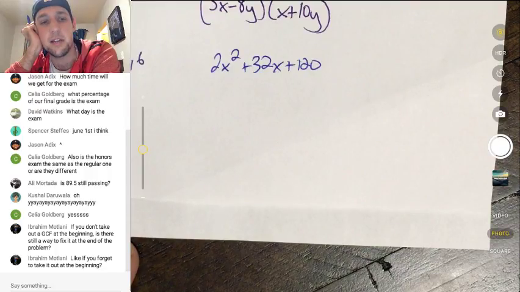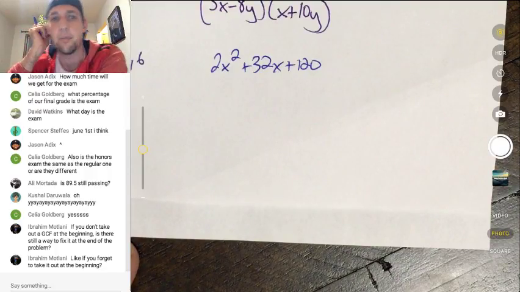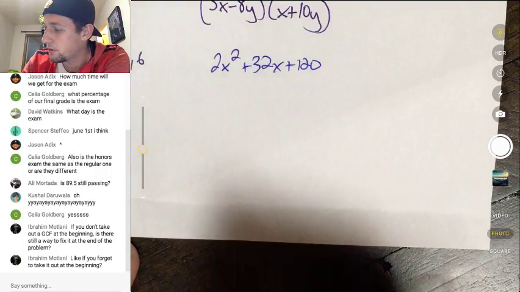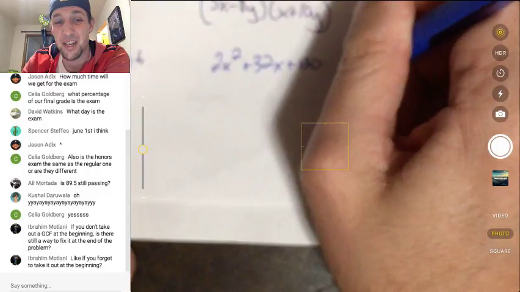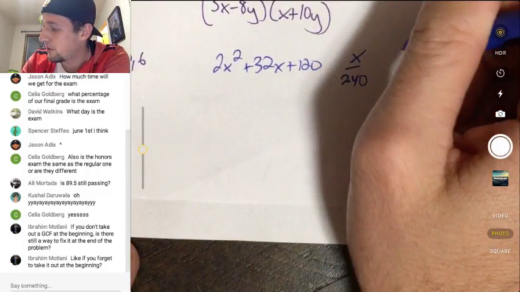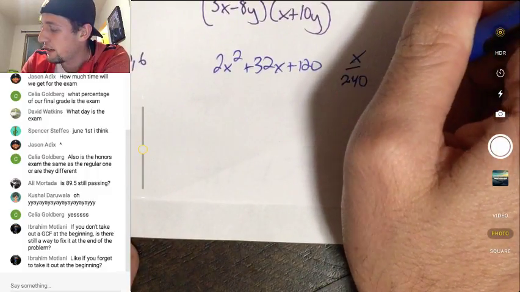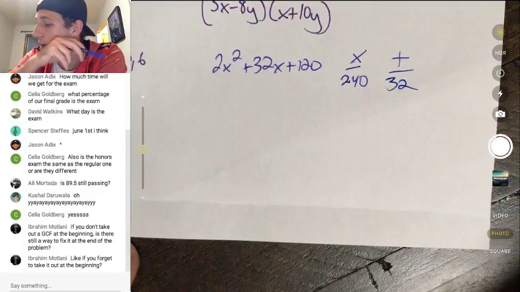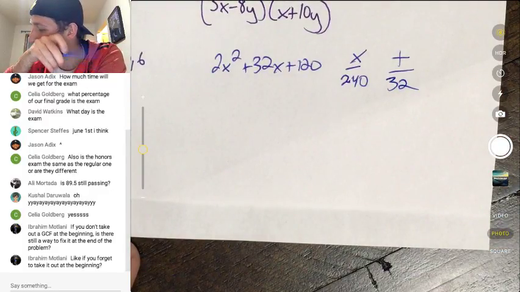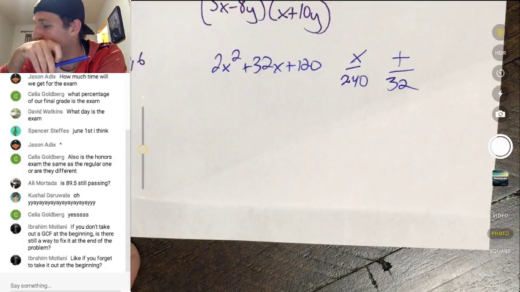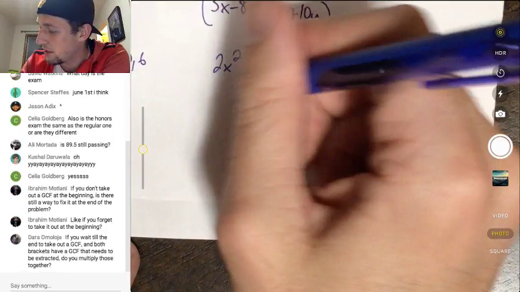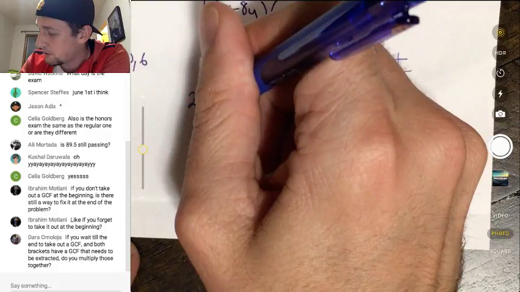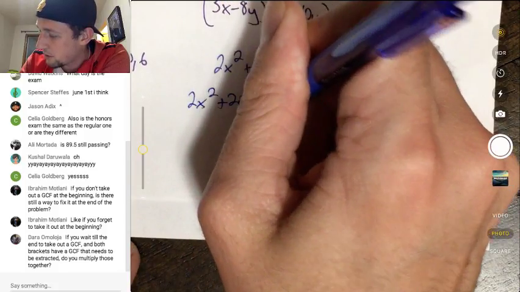In most cases, you will be fine. Here's what will happen. You'll do some kind of factoring. I'm going to go through this a little bit quicker just so we can get to the good stuff. I'm looking for numbers that multiply to 240 and add to 32. Those are going to be 20 and 12. So it's 2x squared plus 20x plus 12x plus 120.